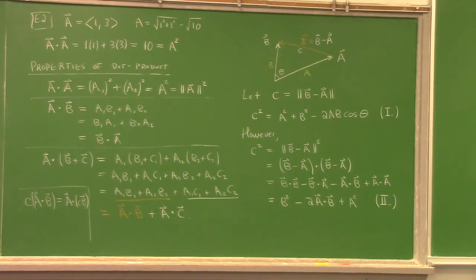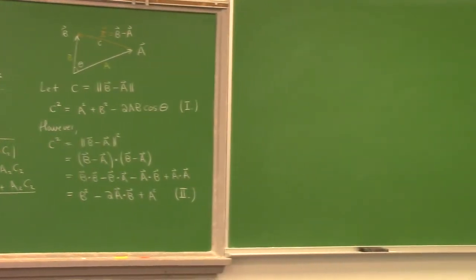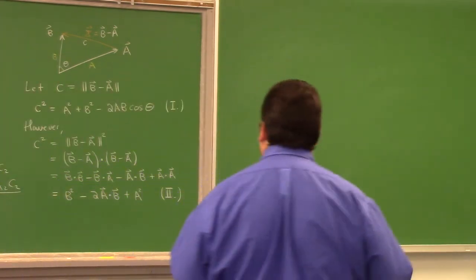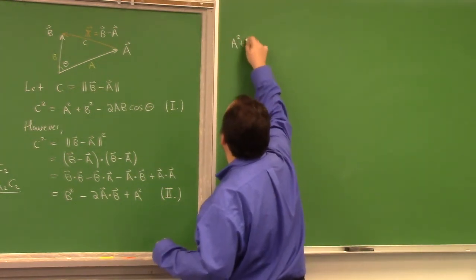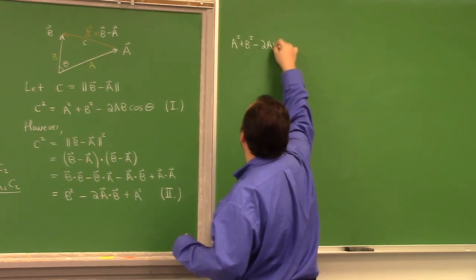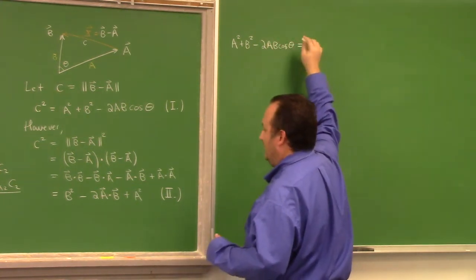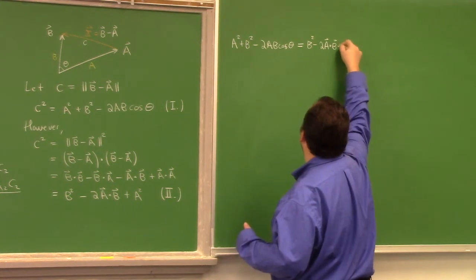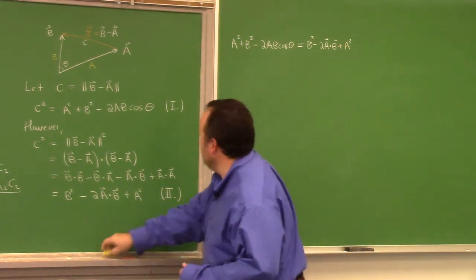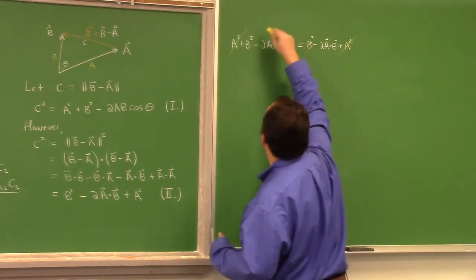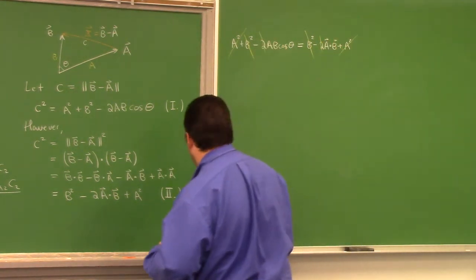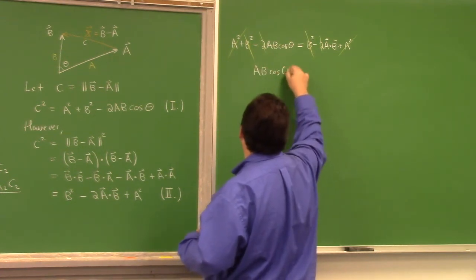But these are equal, because 1 and 2 are just two different ways of calculating the length of b minus a. So let's put them equal and see where it takes us. You've got a squared plus b squared minus 2ab cosine theta is b squared minus 2a dot b plus a squared. So just cancel the minus 2's. What do we get? We've got ab cosine theta is equal to a dot b.